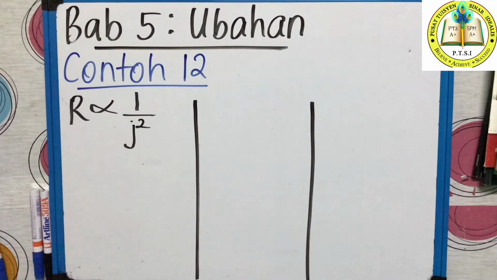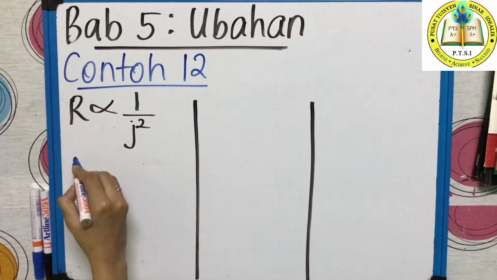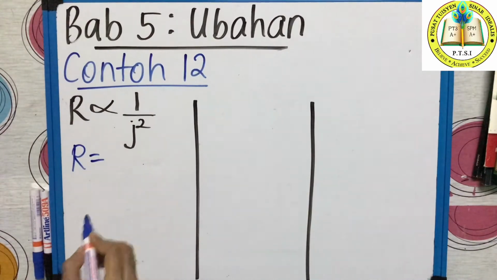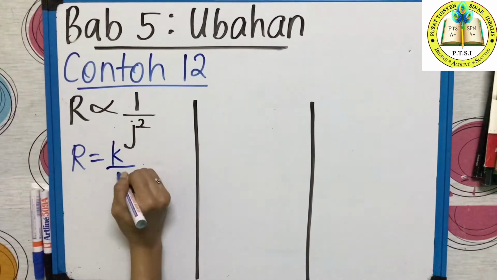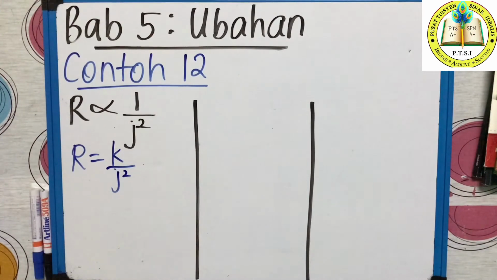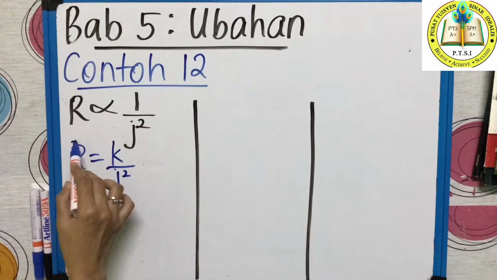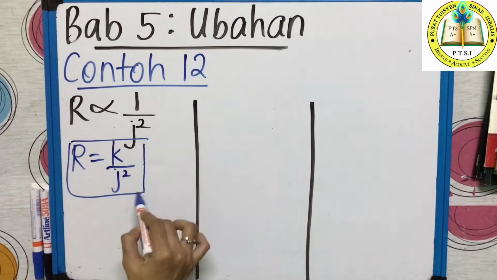Now, what will be your equation? Sekarang kamu mesti buat satu persamaan, kan? So, your equation will be R equal. Apa cikgu kata tadi? Kalau nak tukar jadi persamaan, mesti ada K. The constant. Pemalar. So, after equal, teacher put K over J kuasa 2. Tempat satu tu cikgu ganti dengan K. So, this will be your equation.